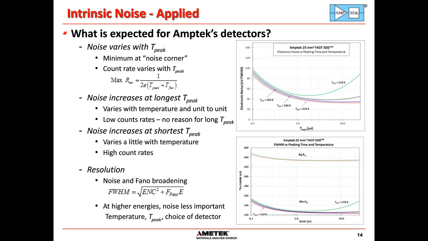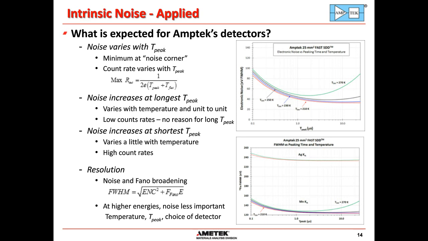It also always increases at the longest peaking time, and out here it increases significantly with temperature. At short peaking times it increases a little bit with temperature, but not as much. And to operate at high count rates, you want to operate in the short peaking time limit. The resolution then comes from both this noise and the Fano broadening, as the plot on the bottom shows.